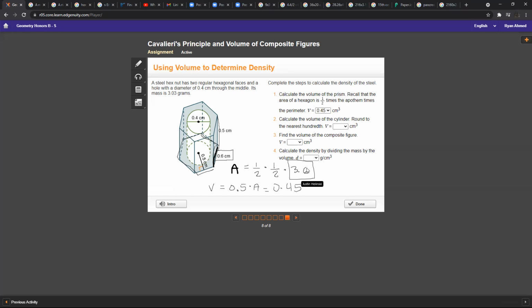All right, calculate the volume of the cylinder. So this one is going to be easier and a lot more straightforward. Because the diameter of our cylinder is 0.4, that means the radius is going to be 0.2. So the volume of the cylinder is pi r squared times height. So we have pi times 0.2 squared times 1/2.